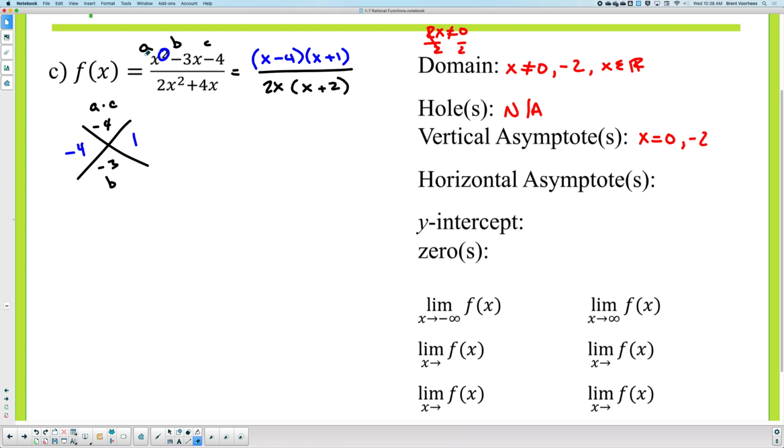Okay, horizontal asymptotes. I think it's much easier to look at the original. What's true about my powers this time? Are they bigger on the top, bigger on the bottom, or are they the same? They're the same. If your exponents are the same, it's the ratio of the leading coefficients. Divide your coefficients. Y equals, how many x squares do I have in the numerator? 1, and the denominator? 2. So it's y equals 1/2.